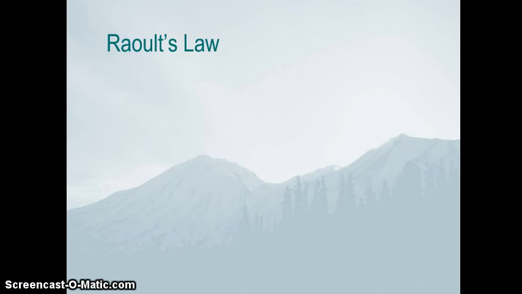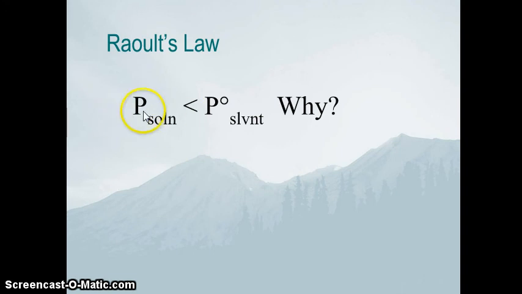Now, Raoult's law is sort of an extension of solutions, about what happens when we add solute to a solution. So remember, a solution is some homogeneous mixture where we have solute dissolved into some solvent. So imagine, if you will, I have some sugar water. If we remember what vapor pressure is, it's basically the molecules at the surface of the solution having enough energy to jump ship and go up into the gas phase.